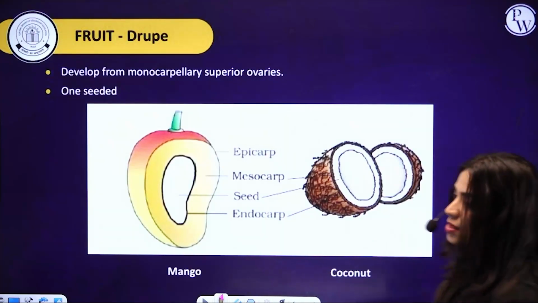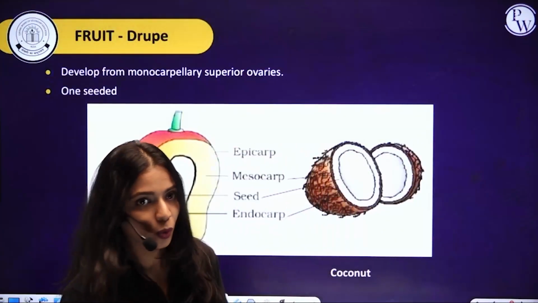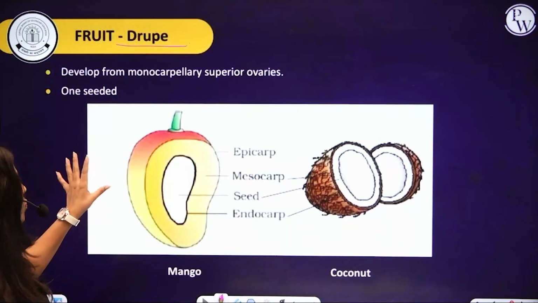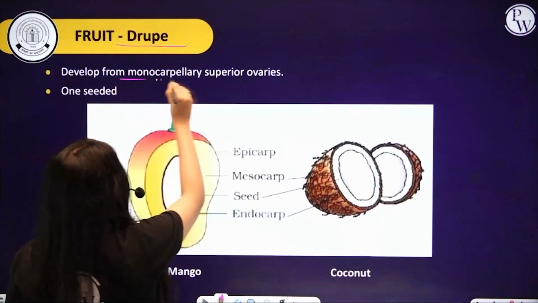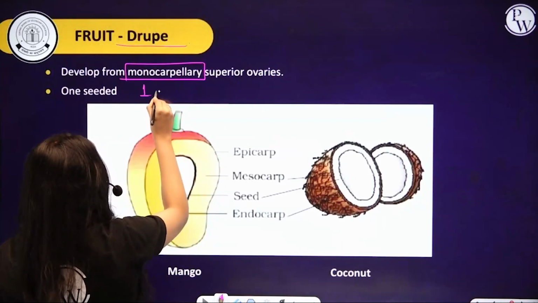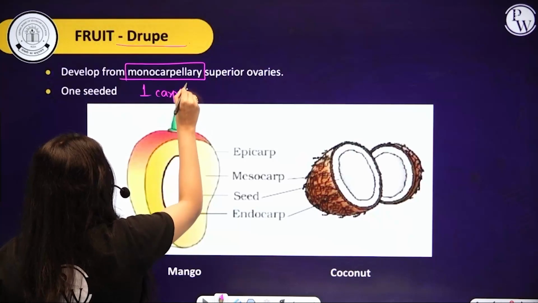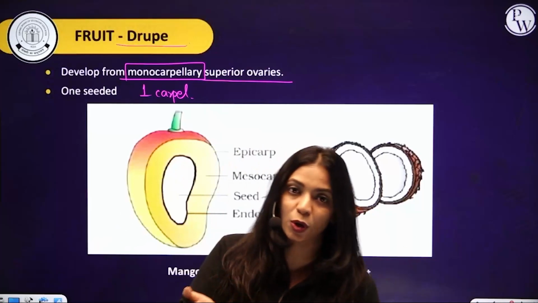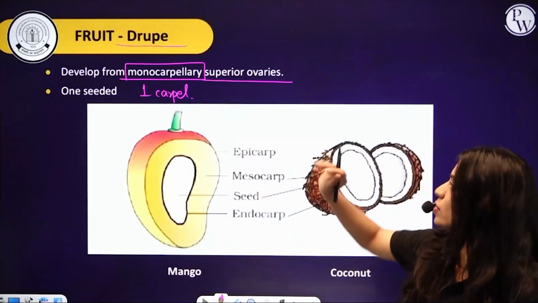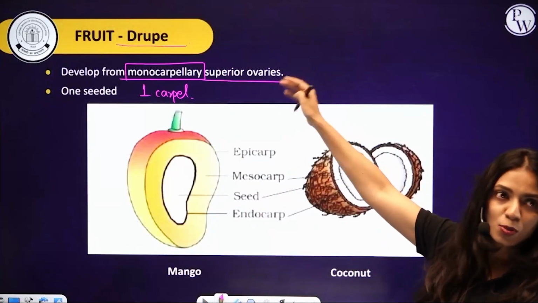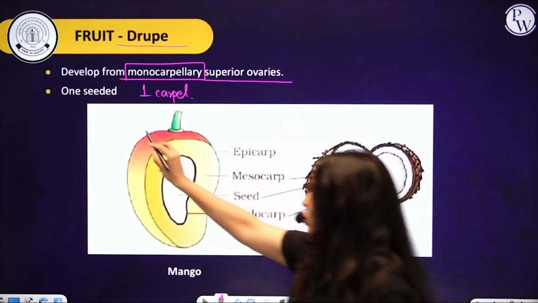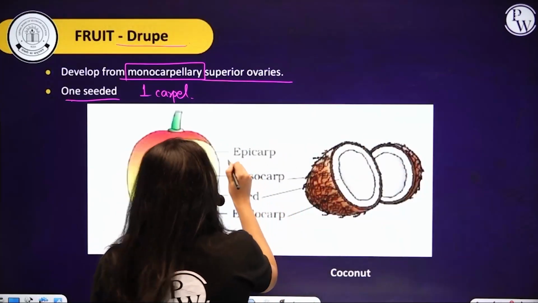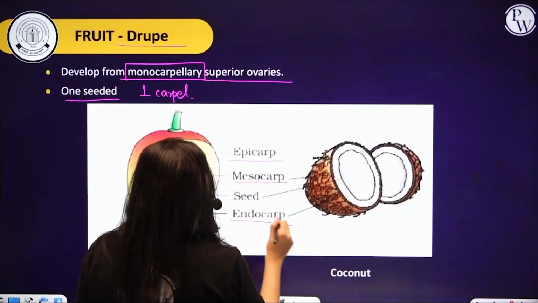So in some fruits, for example, in coconut and mango, which is the type of fruit called drupe, you can see that such fruits develop from monocarpellary, one carpel, superior ovaries. Superior ovaries means other floral whorls will arise from below it and the flower is hypogynous. They will have only one seed. Over here you can see this clearly: epicarp, mesocarp, endocarp.